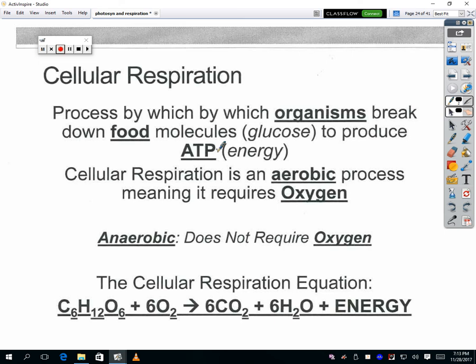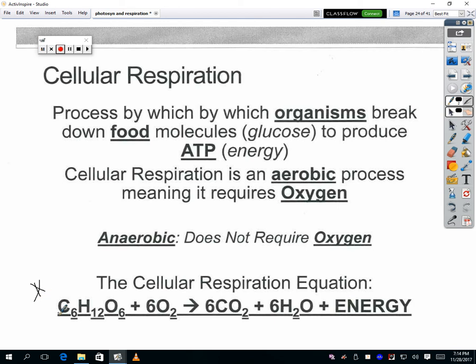There are two types of cellular respiration: aerobic cellular respiration, which requires oxygen, and anaerobic respiration, which does not. Another name for this anaerobic process is fermentation. So if you look here, once again, you better know this come assessment day.